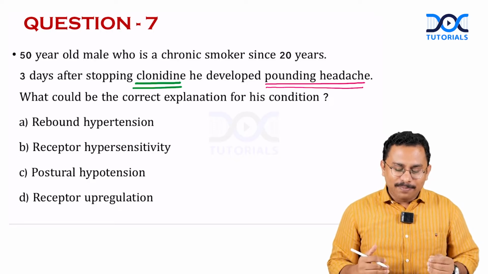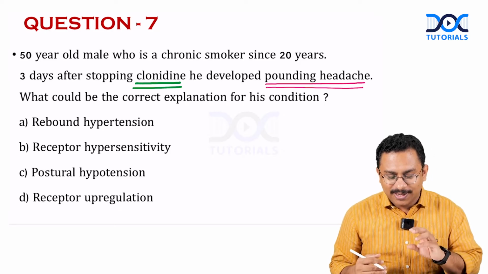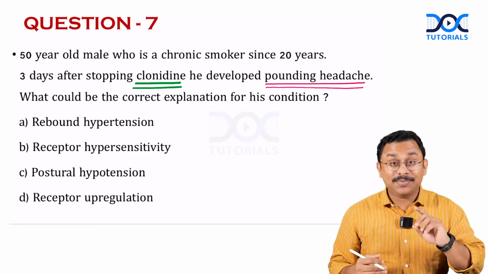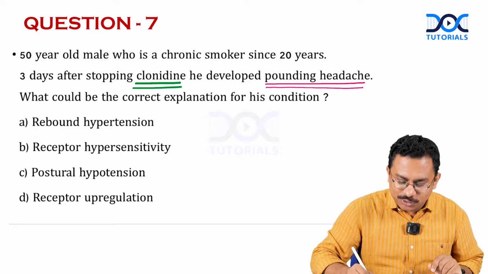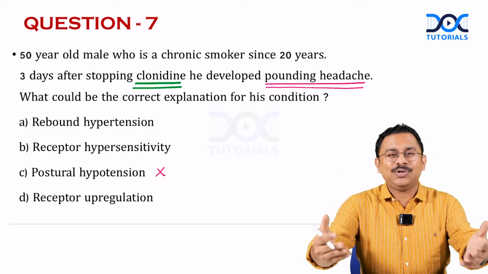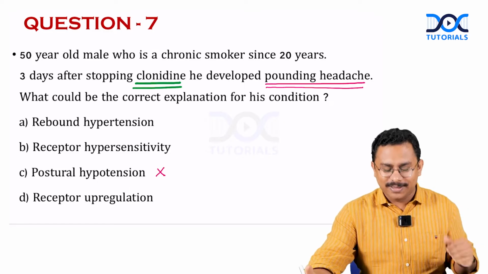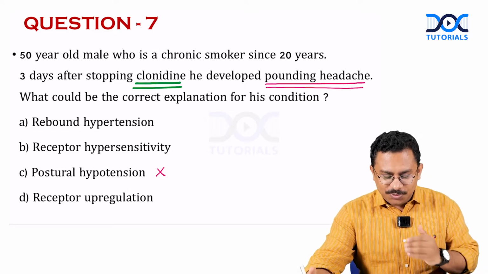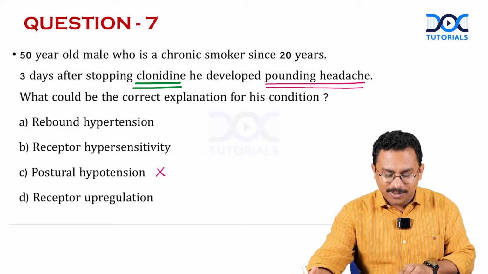The options are rebound hypertension, receptor hypersensitivity, postural hypotension, receptor upregulation. So it can never be postural hypotension, because postural hypotension is a side effect that occurs in a patient who is on clonidine therapy. It's not associated with stopping the drug. Now coming to the remaining options: rebound hypertension, receptor hypersensitivity, receptor upregulation.